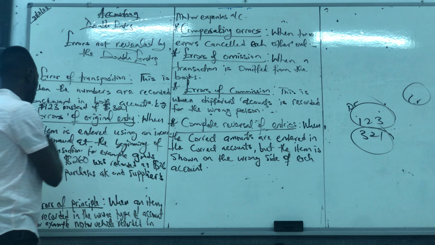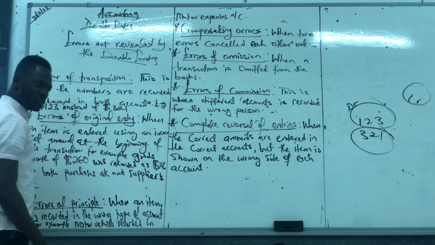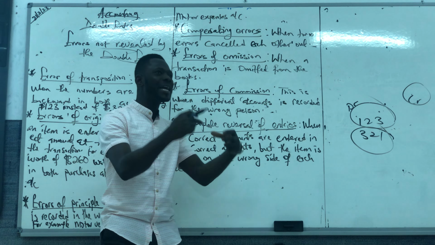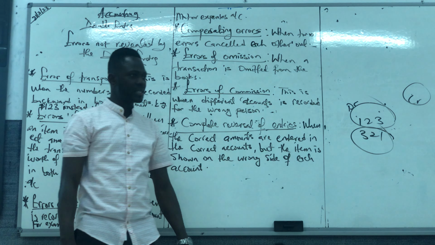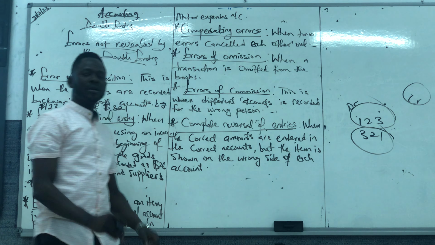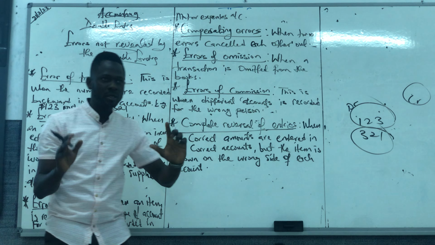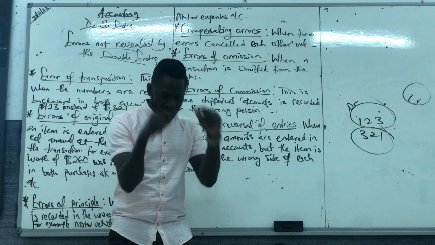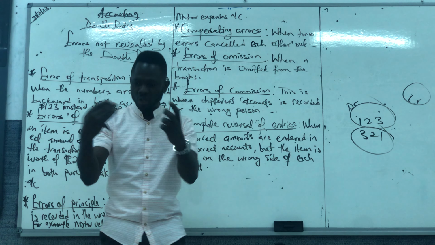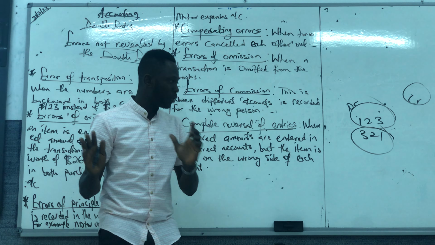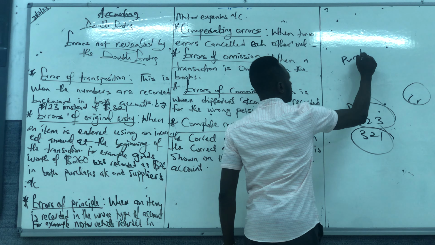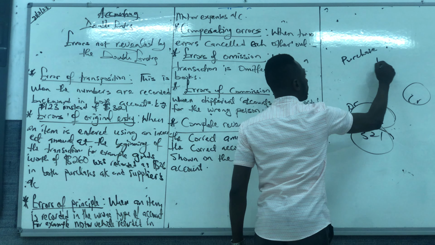Good. The second one, errors of original entry. We're talking about the amount we recorded at the initial stage of our transaction. Original means the initial stage. Please focus here. We just made a transaction. Let's say I purchased a motor van for 1,000.